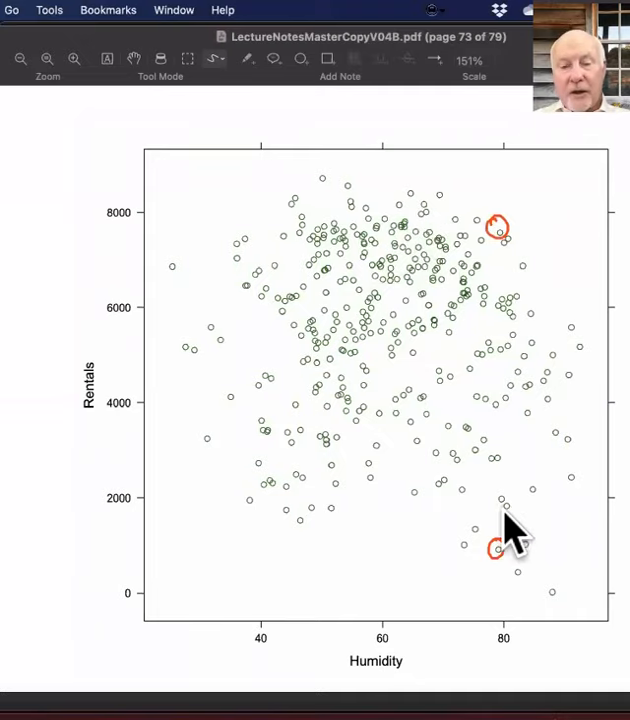So there's quite a wide range of bike rentals for a particular average humidity reading. If you really squint at that, I'm not sure what you see. Some people would probably say it seems to be trending down like that. Other people would look at it and say maybe it's a bit curved like that.